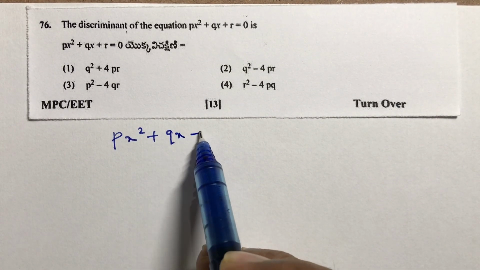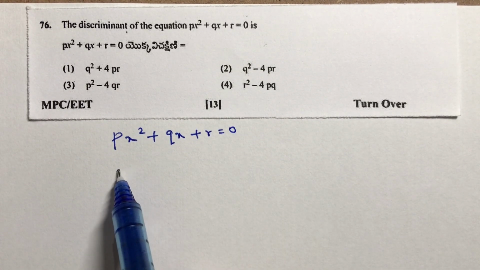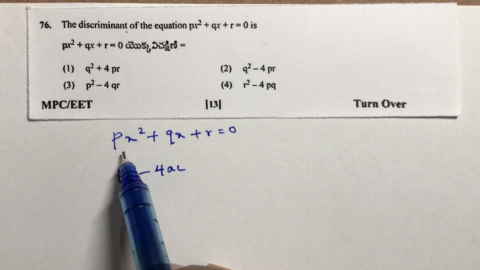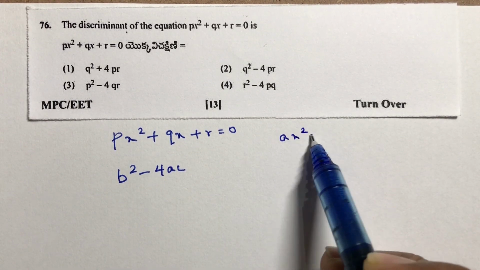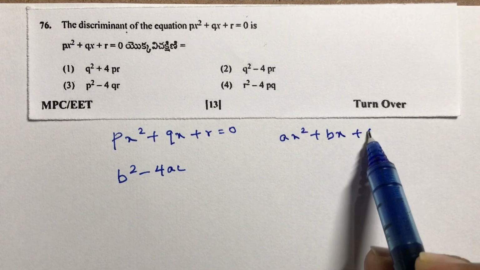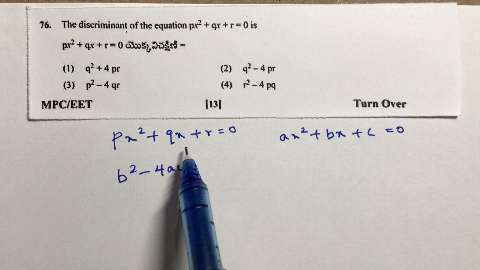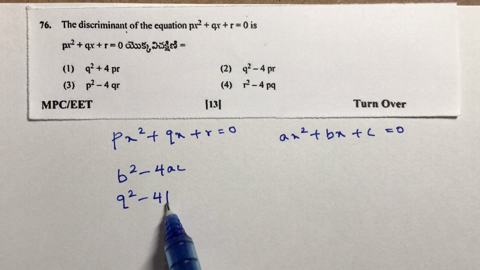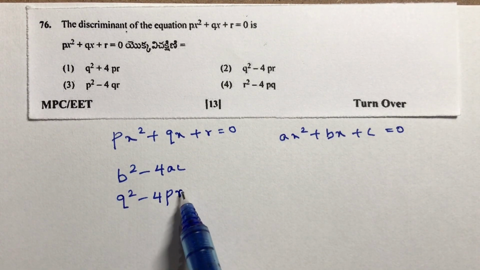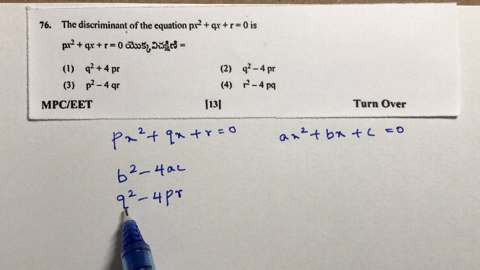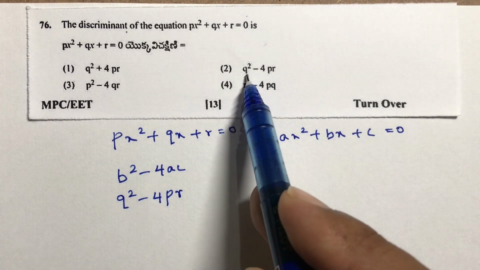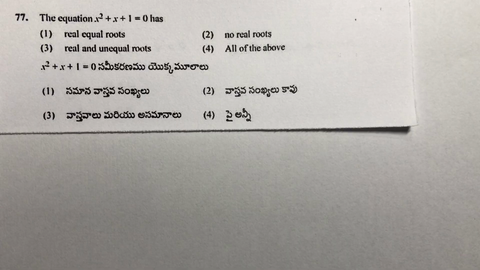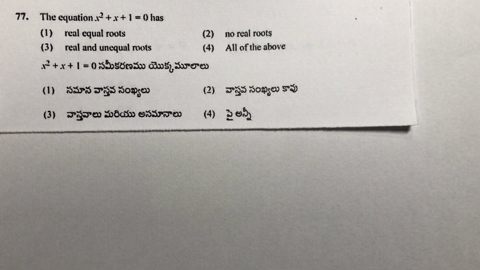The discriminant of the equation px square plus qx plus r equals 0. Discriminant is b square minus 4ac. If you compare this with the standard one, ax square plus bx plus c, b value is q, a is p and c is r. So q square minus 4pr. Correct option is 2.